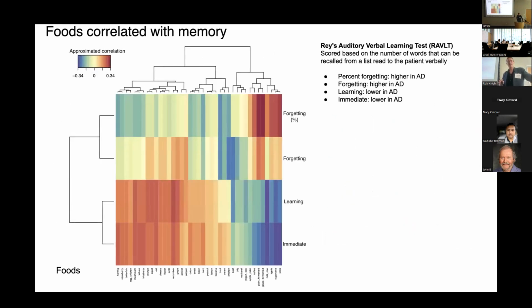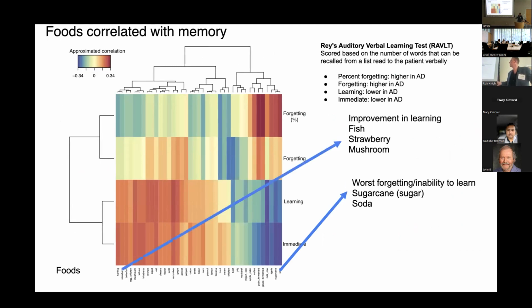And so because it's an Alzheimer's project, a lot of what we were interested in was taking these food inferences and linking them up to memory, using a score called Rey's Auditory Verbal Learning Test. Basically, for each food, we could take all the molecules derived from that food and match it up to these scores. The worst forgetting, it turned out, was from sugarcane and soda. And then the best improvement in learning was from things like fish, strawberries, and mushrooms.